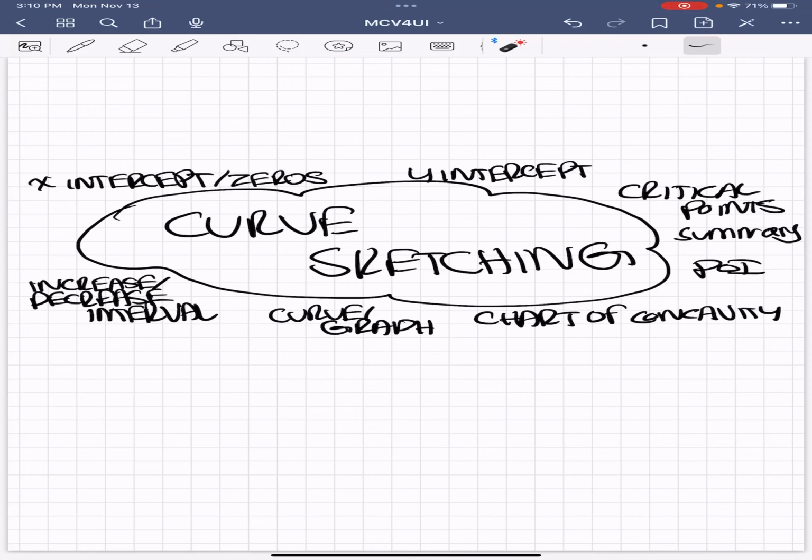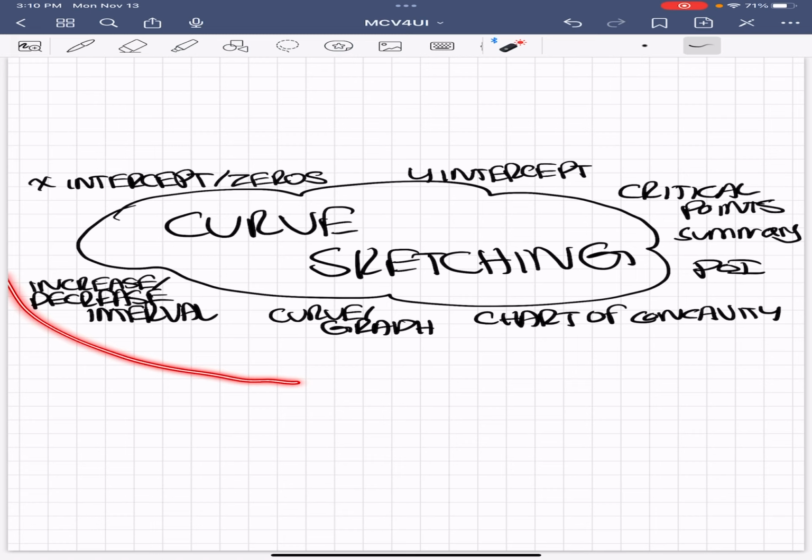Hello, so today we're going to be learning about curve sketching. It's a unit in calculus. So different areas would include x-intercepts, y-intercept, critical points, increase and decrease intervals, concavity chart, POI, graph, summary.